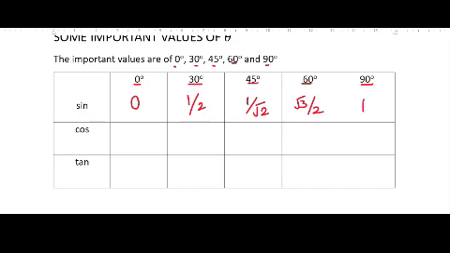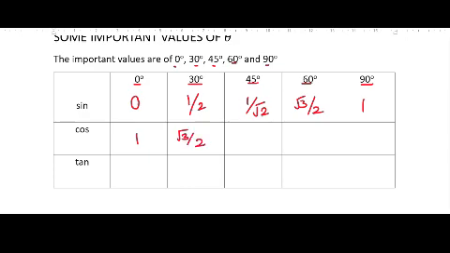Okay, so now how do you find the values of cos? Cos 0 will be equal to 1. You'll have to reverse these values. So whatever was in the last box here will come in the first box over here. Second last box over here will come in the second box. So it becomes root 3 by 2.